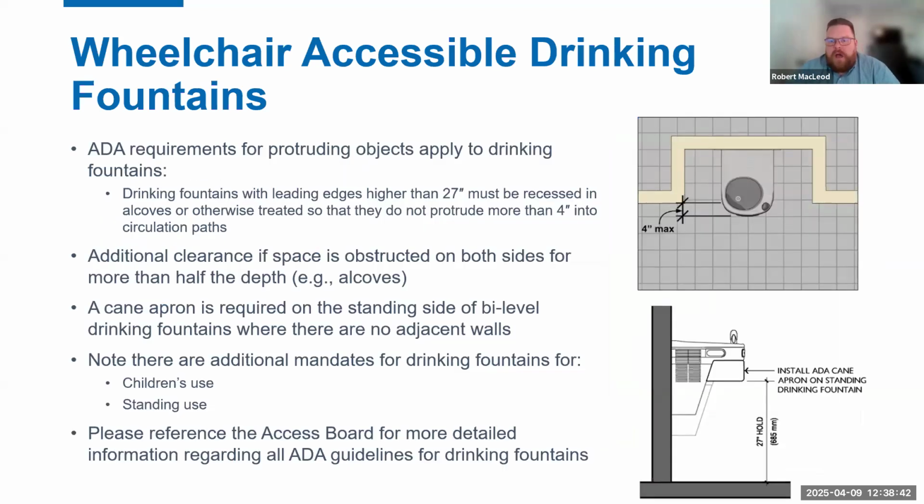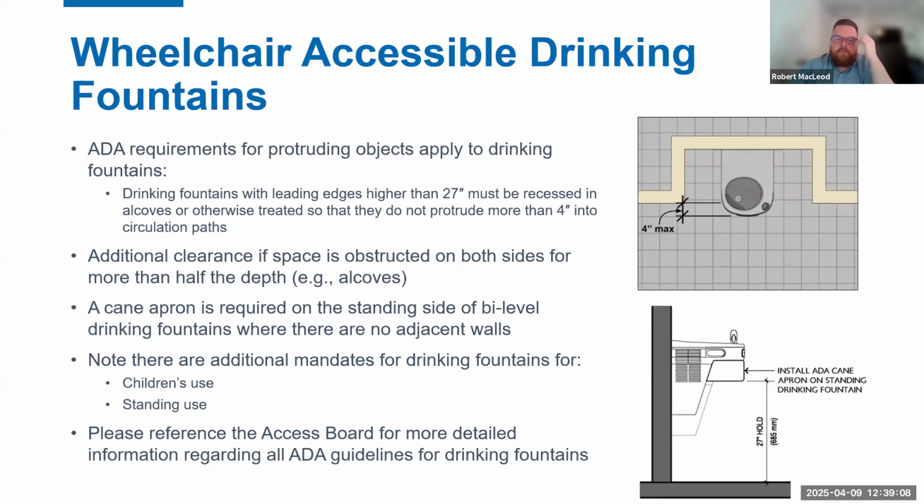ADA requirements for protruding objects apply to drinking fountains. Drinking fountains with leading edges higher than 27 inches must be recessed into alcoves, or otherwise treated so that they do not protrude more than 4 inches into circulation paths. Wheelchair accessible units provide, but do not exceed, 27 inches of minimum lead clearance, and do not require treatment for protruding objects because the leading edge is at a minimum limit for cane detectability.